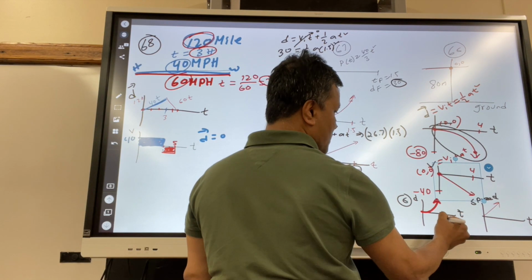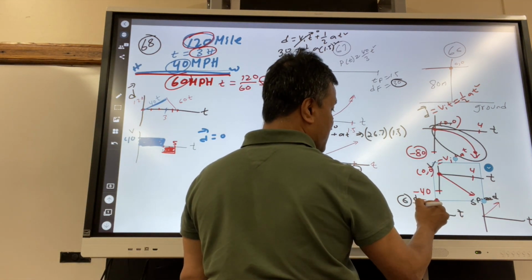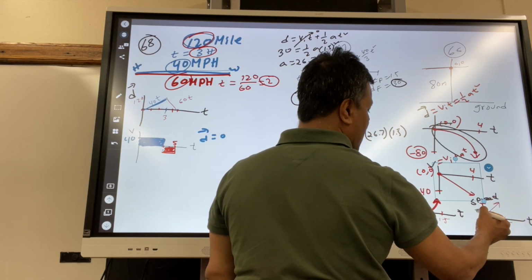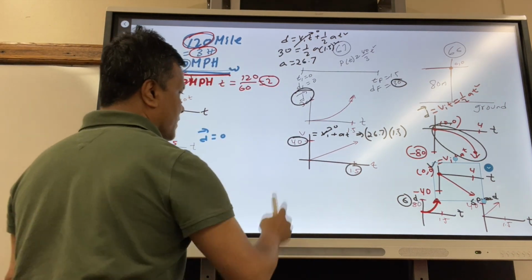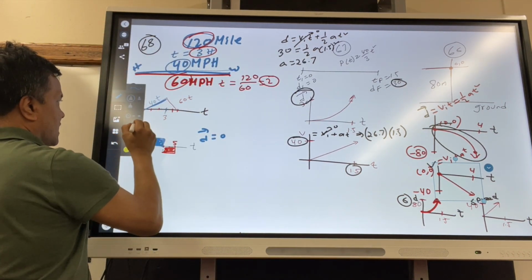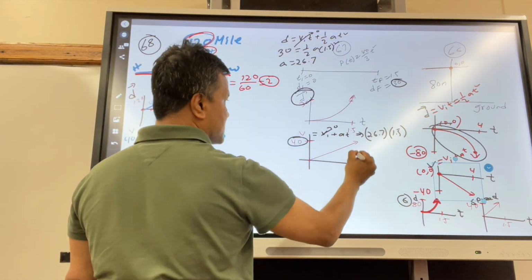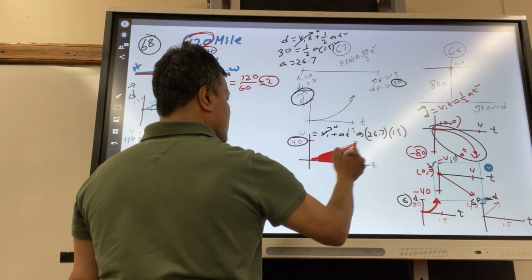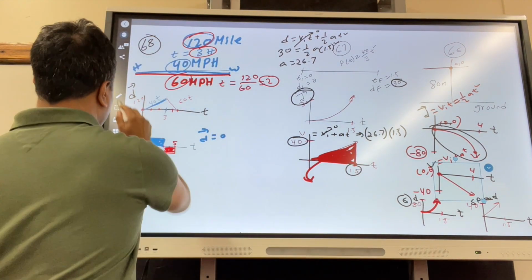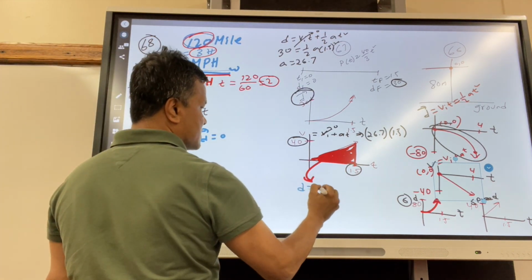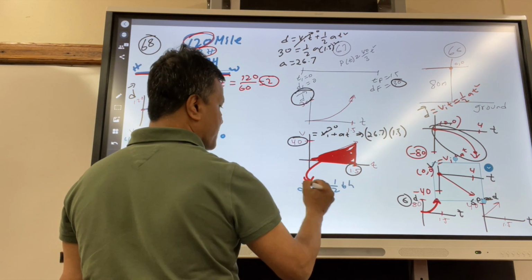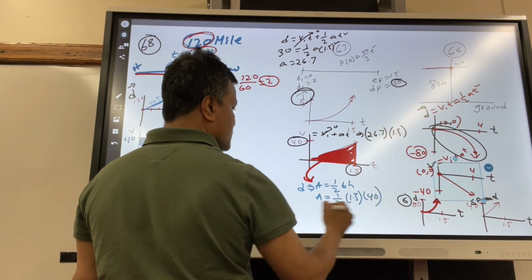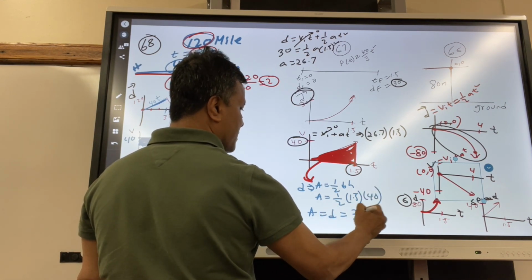So this is 1.5, this is positive 80, this is 1.5, and this is, of course, positive 40. Now we're going to find the distance, the area under the curve. Area under the curve is distance. Distance is area, which is half BH. B is 1.5 and H is 40, so the area, which is distance, is 30 miles.